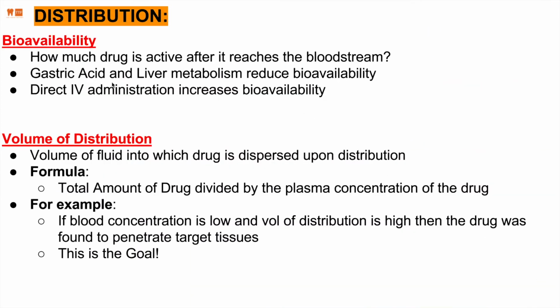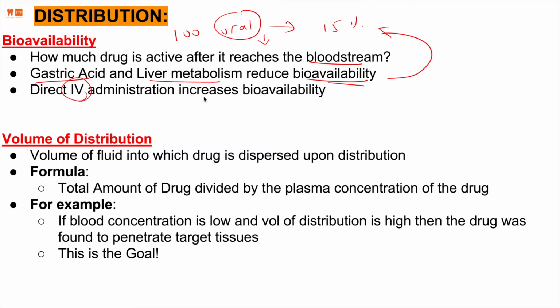Bioavailability, here it is. It is how much drug is active after it reaches the bloodstream. So if 100% of the drug is given orally, only about 15% reaches the bloodstream. So oral drugs have a low bioavailability. Gastric acid and liver metabolism will be the ones that reduce this bioavailability. And then there's the other side, where direct IV administration will have an increased bioavailability.